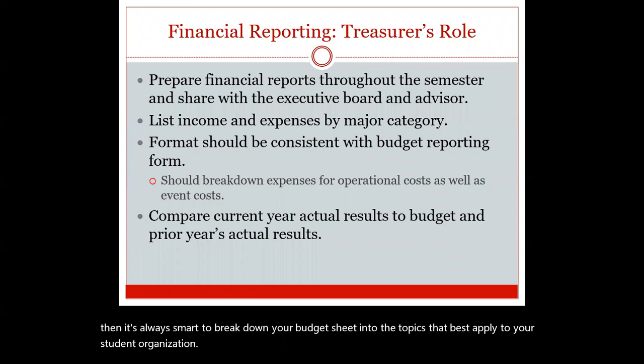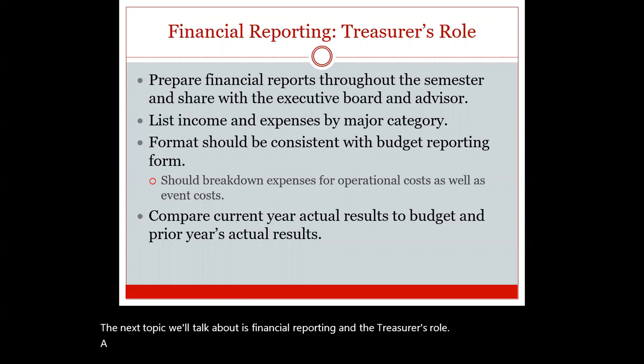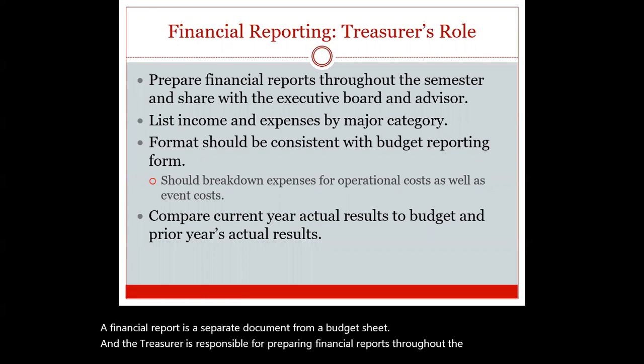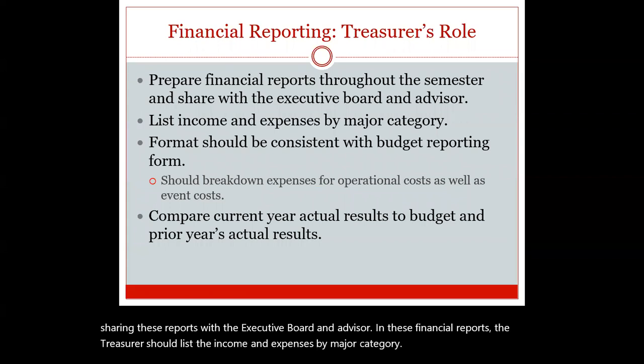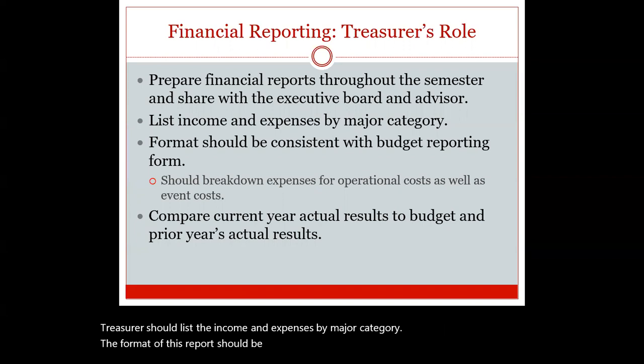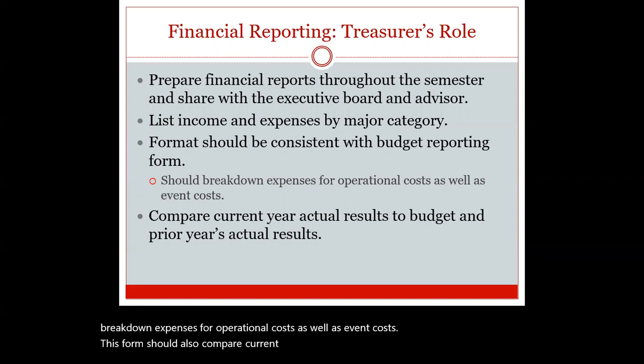The next topic we'll talk about is financial reporting and the treasurer's role. A financial report is a separate document from a budget sheet. And the treasurer is responsible for preparing financial reports throughout the semester and sharing these reports with the executive board and advisor. In these financial reports, the treasurer should list the income and expenses by major category. The format of this report should be consistent with budget reporting form and should break down expenses for operational costs as well as event costs. This form should also compare current year actual results to budget and prior year's actual results.